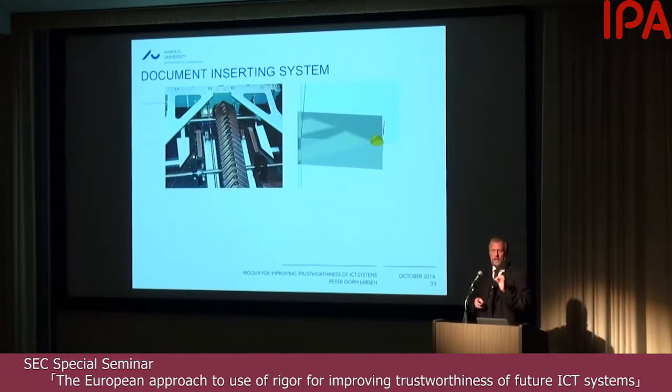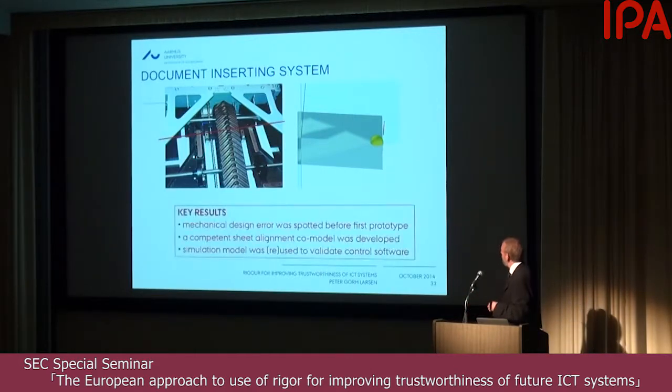However, the critical part is that when you are folding these pieces of paper, if they're not fully aligned, so if the line is a little bit skewed, they don't fit inside the envelopes. So what the company here did was to make a model of this folding process, and the key result was that they were able to spot a mechanical design error even before they had made the first prototype.